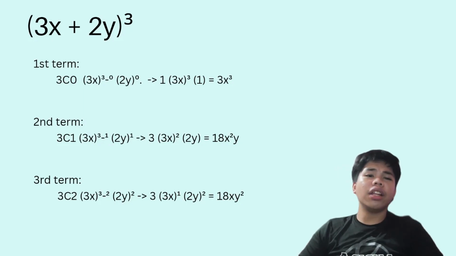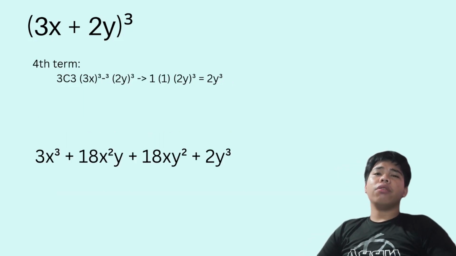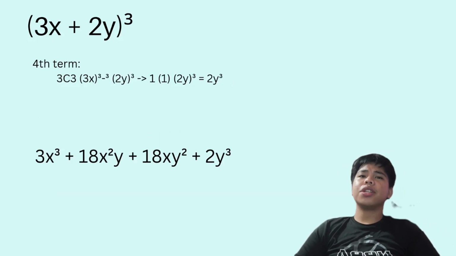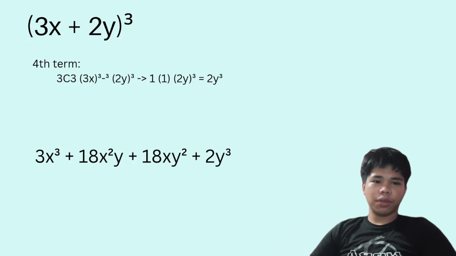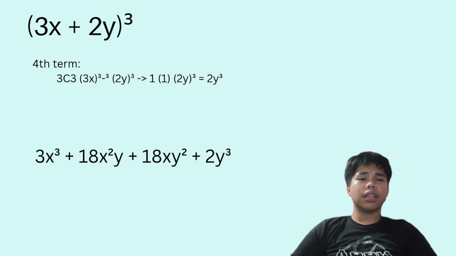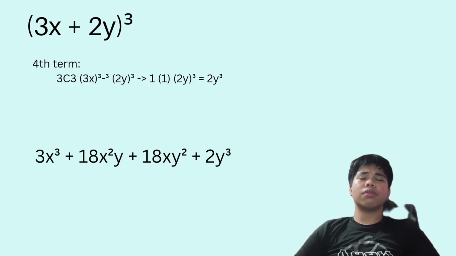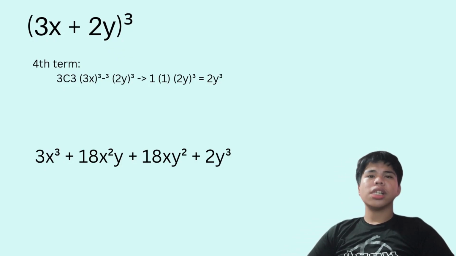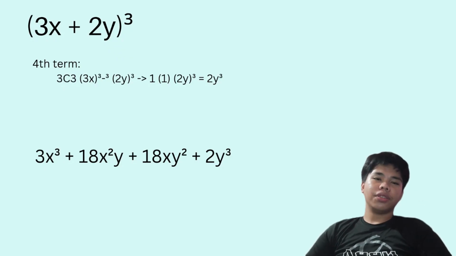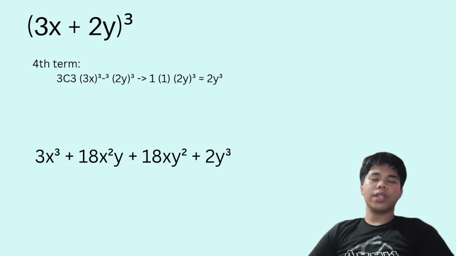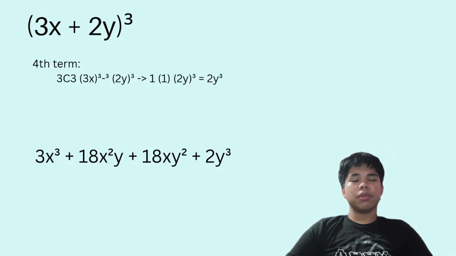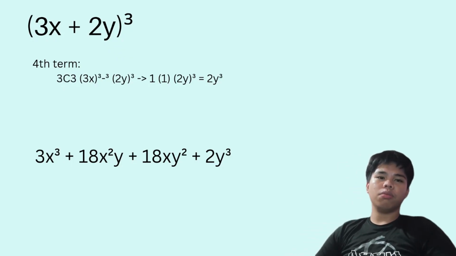So for the final and fourth term, we only have 3 choose 3 times 3x raised to 3 minus 3 times 2y raised to 3. If you calculate that, 3 choose 3 is equal to 1, times 1, times 2y raised to 3. So again, multiply it, 1 times 1 times 2 is equal to 2. So the final answer for the fourth term is 2y cubed.